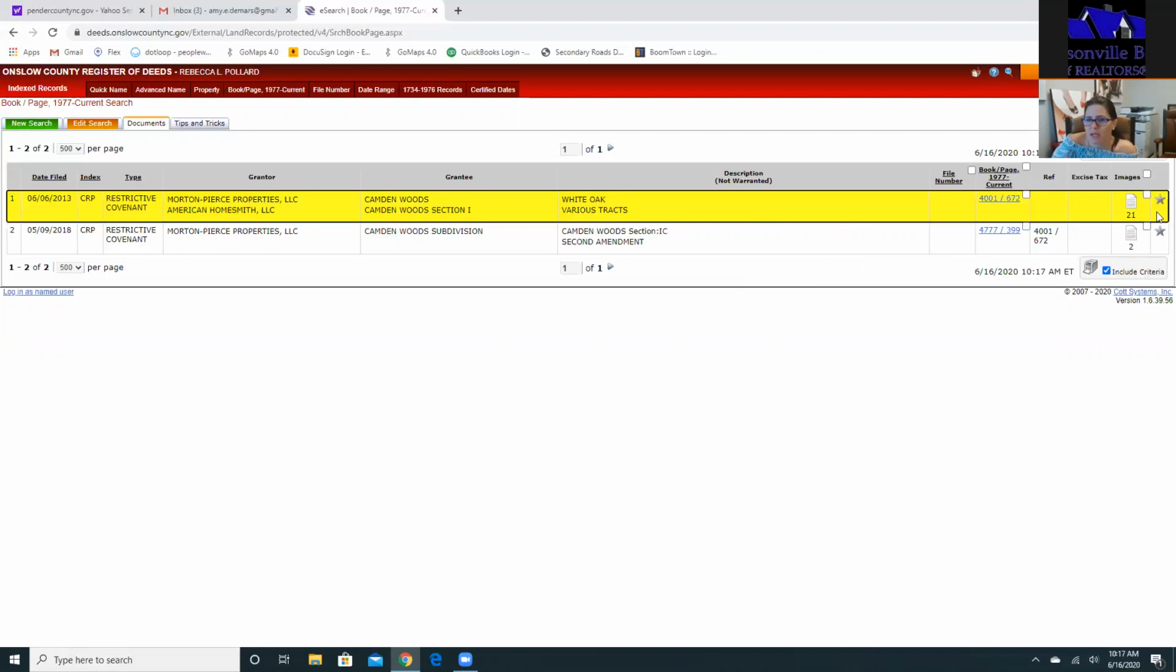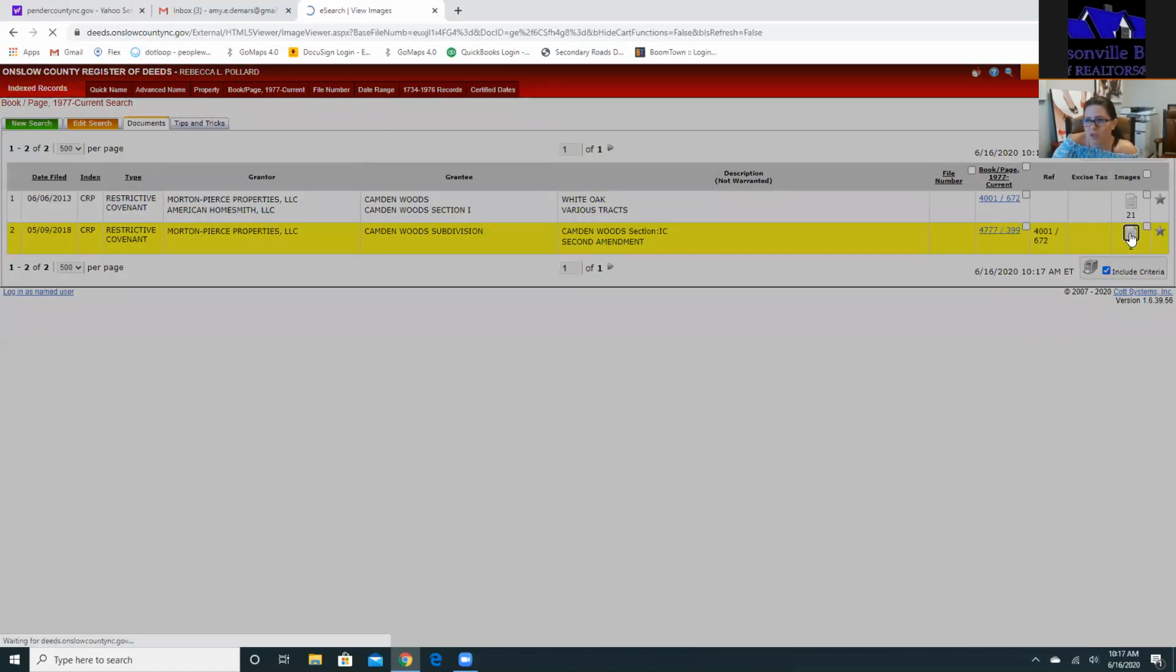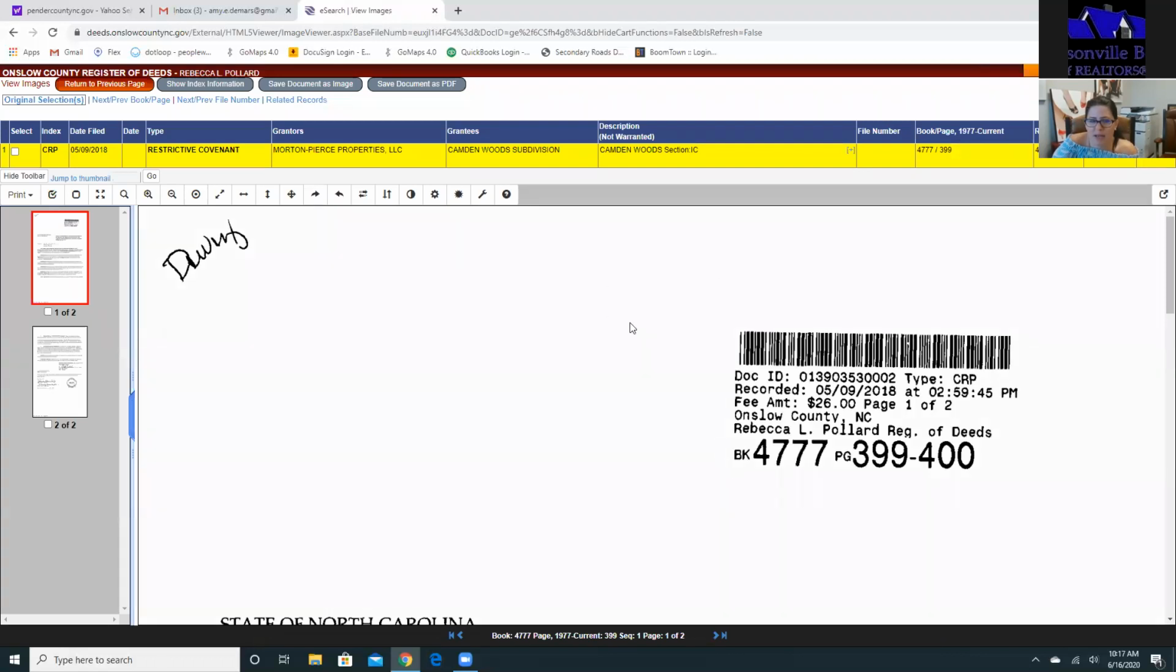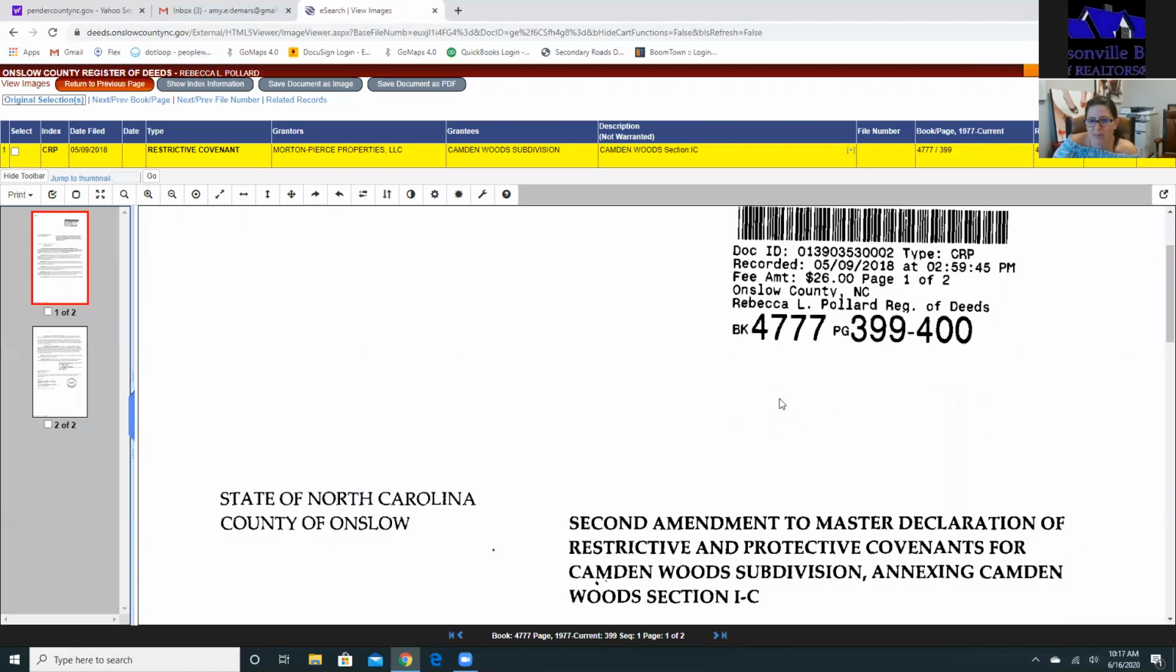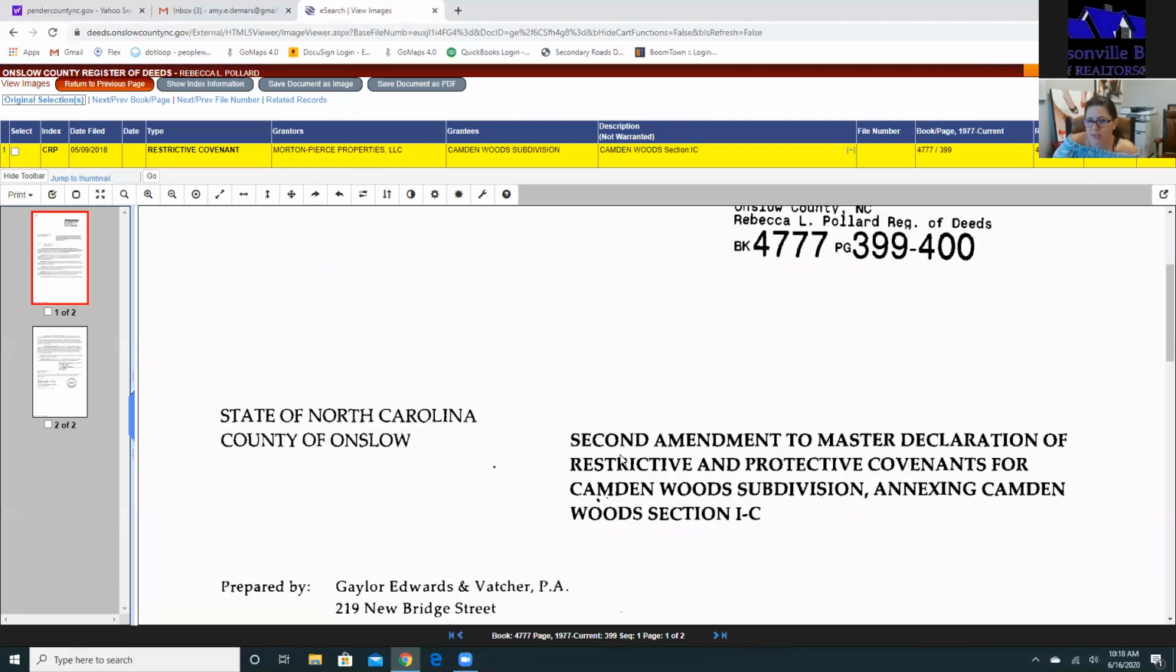Also, if you had clicked on this 4777399, let's go ahead and do that. If you click on that little image over there, it'll actually pull these up. And then if you read through it, it's going to say that this is the second amendment to the master declaration. Right there is another clue, other than this only being 2 pages, that this is only an amendment. These are not the master declarations.